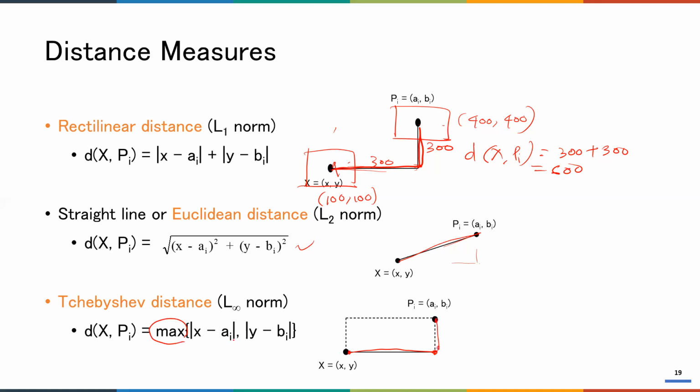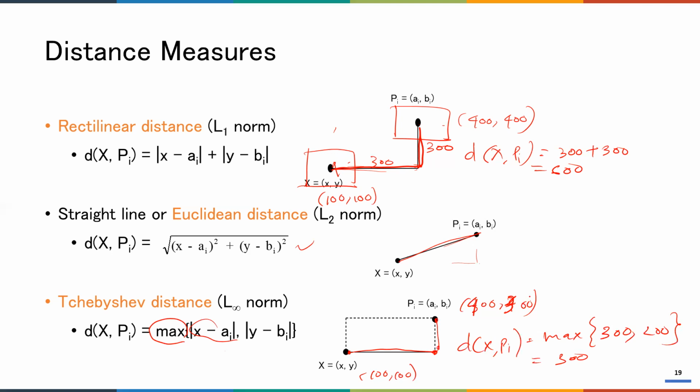So first you find the distance in the x coordinate and y coordinate. For example, let's say in this case it's 100, then this is 300 and 400. Sorry, 400 and 300. So it means the distance will be the maximum between 300 and 200. So they choose 300.